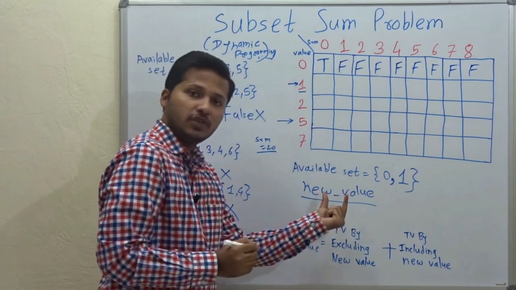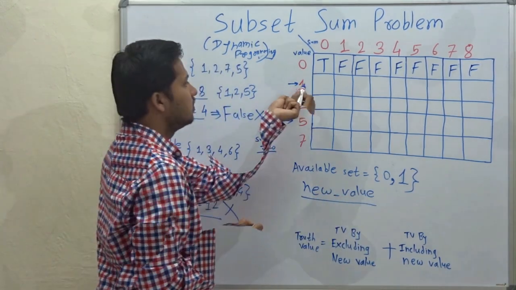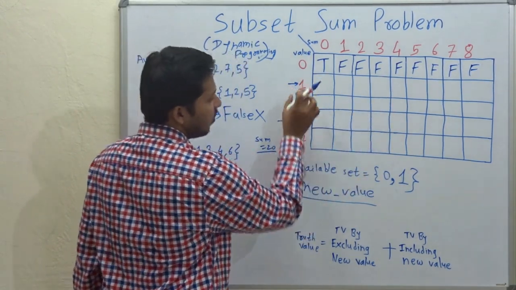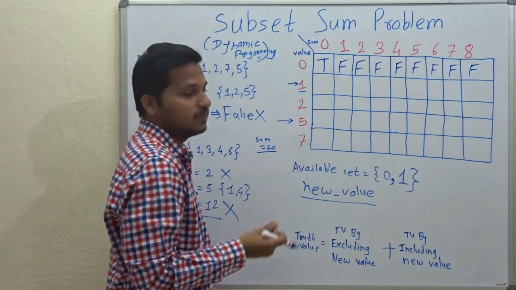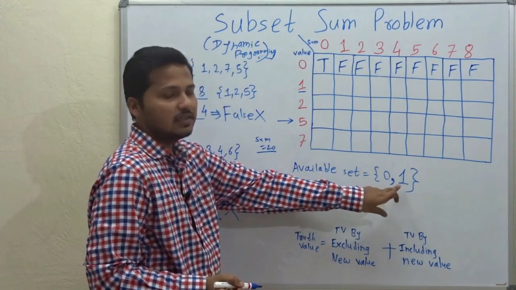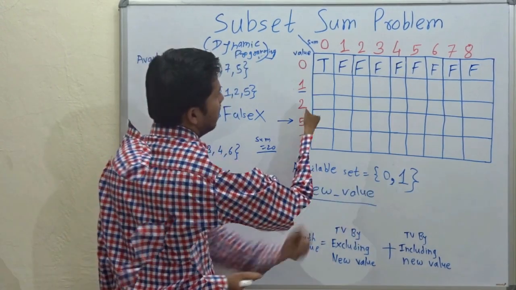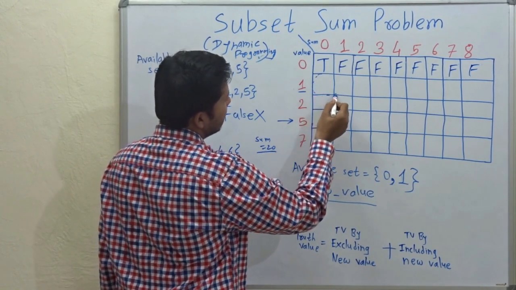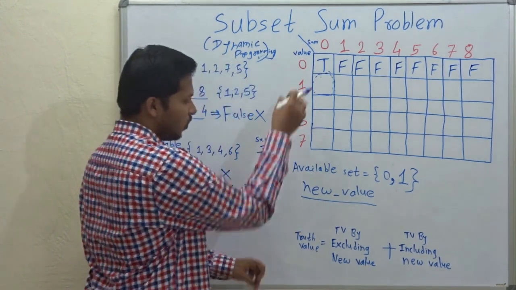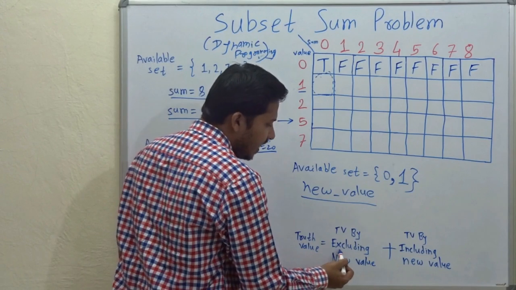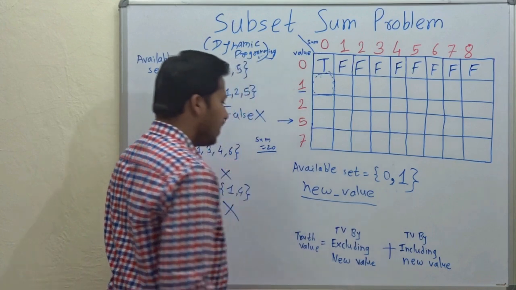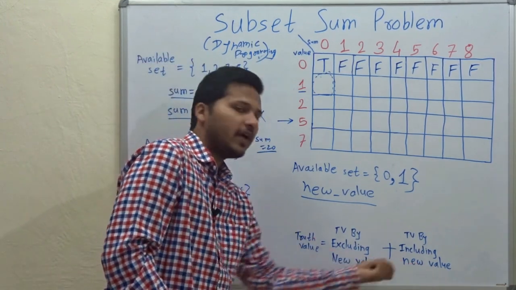So the meaning of new value is that the value which we are processing for the current row is called the new value. So now the new value is 1. Inside the set, the new value is 1. Now for filling this cell, there is a formula. See, truth value for the cell is truth value by excluding new value or truth value by including new value. We have to OR the truth values.